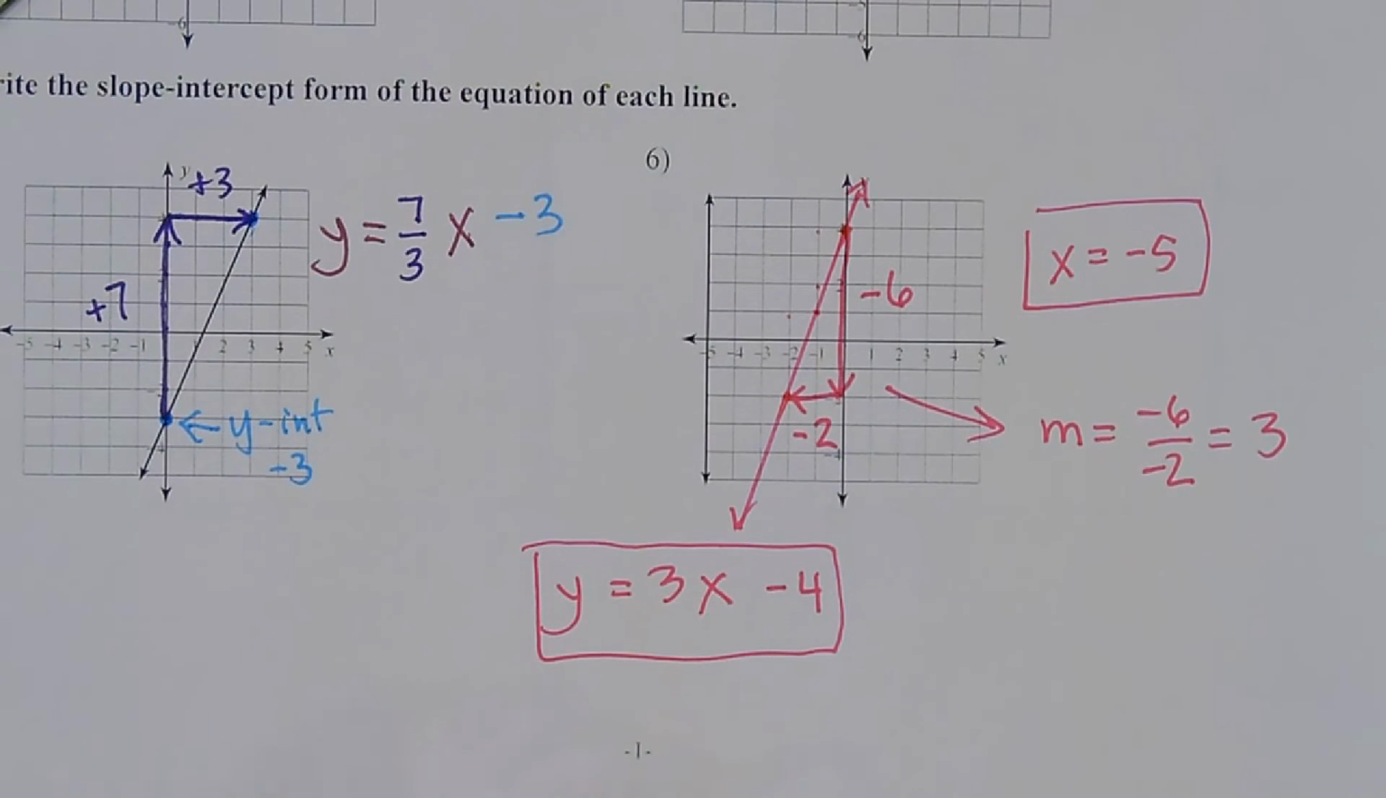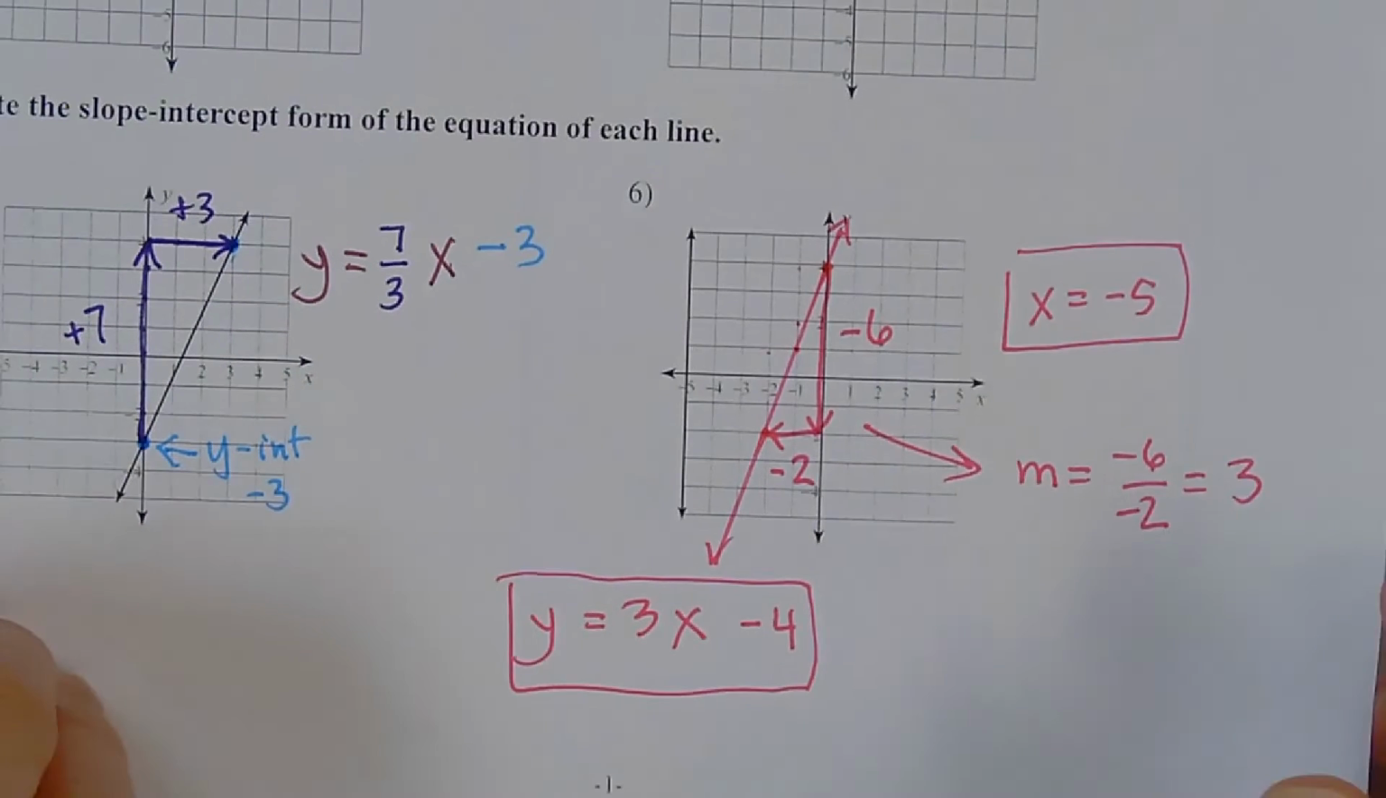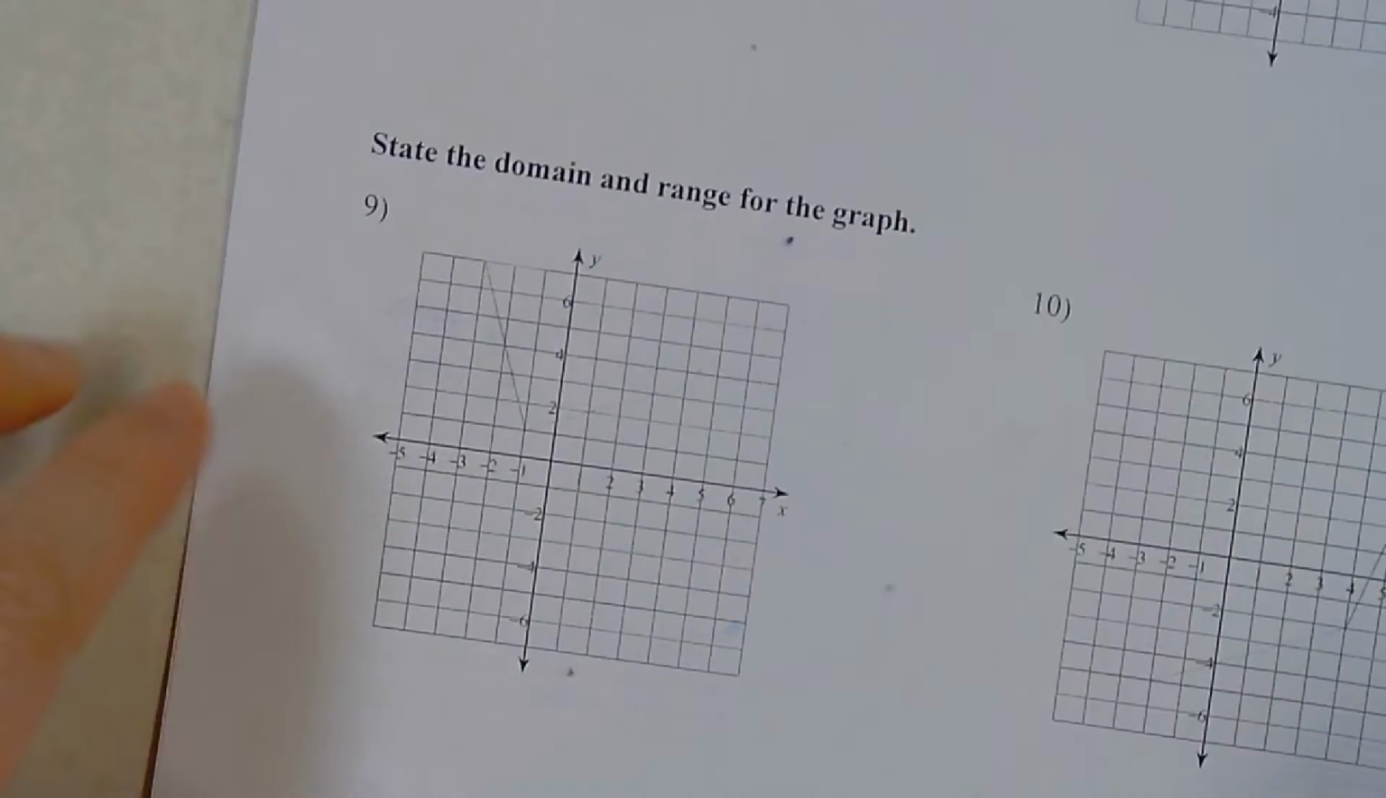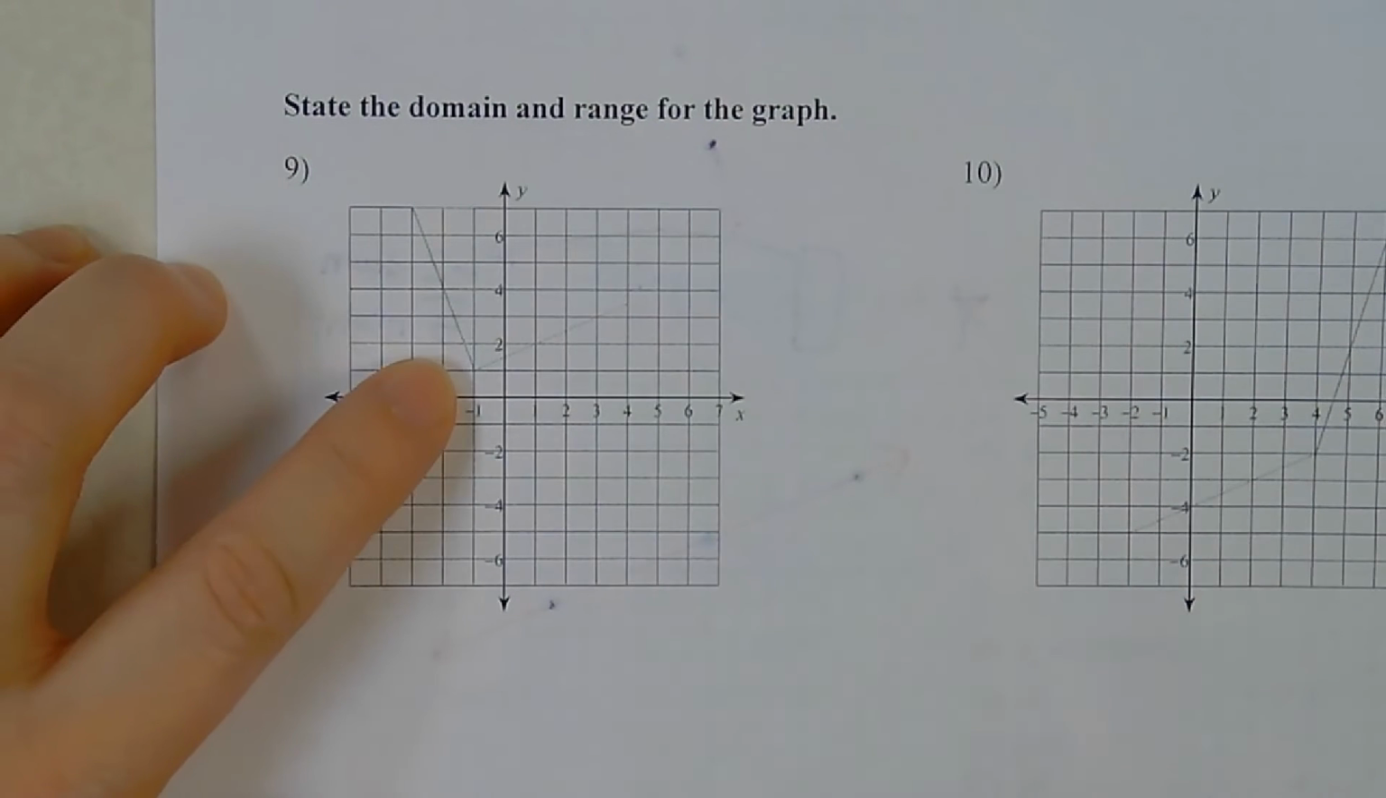Huh, you can't see that. 3x minus 4. Okay, all right. Do you see that? This is a little hard to see on there.